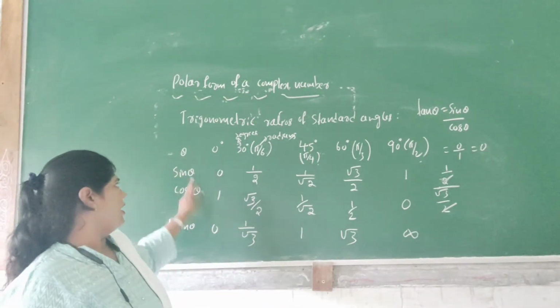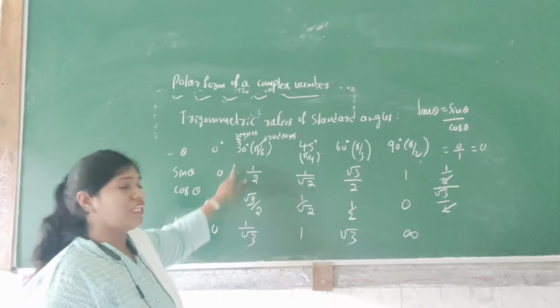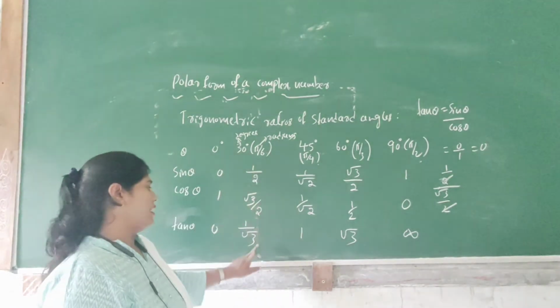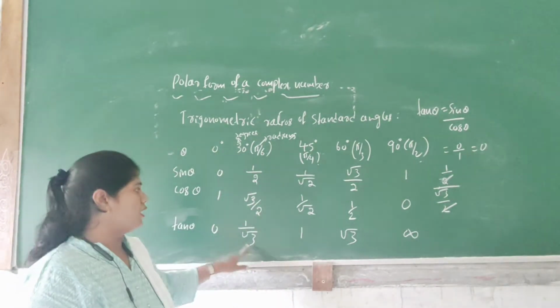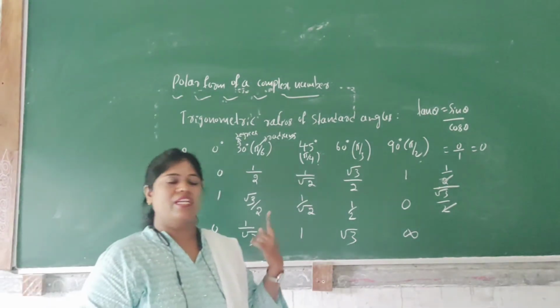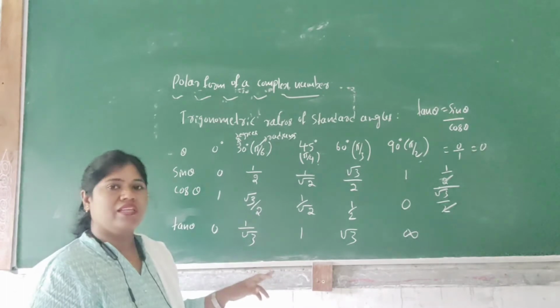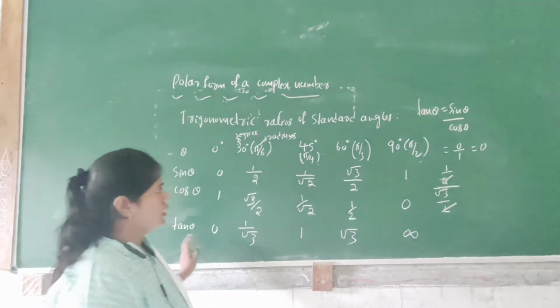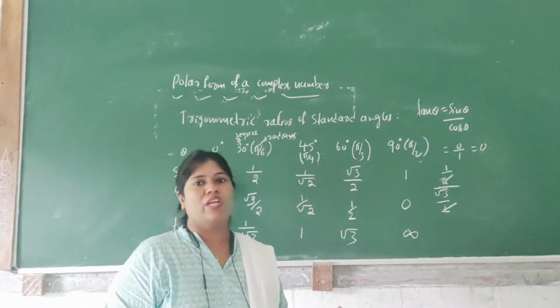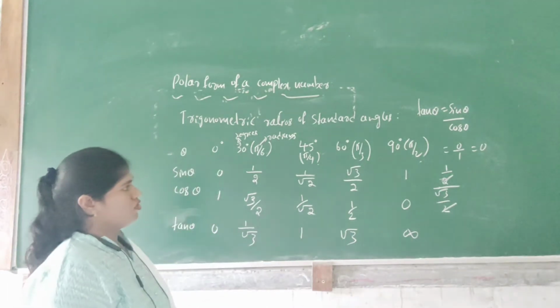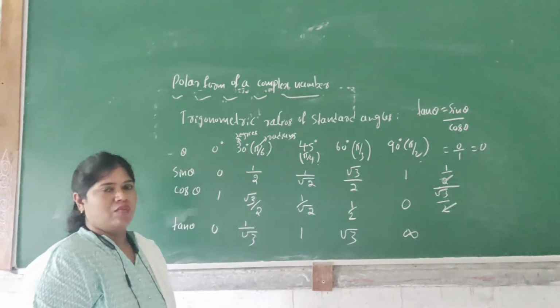So tan 0 is 0, tan 30 degree or pi by 6 is equal to 1 by root 3, tan 45 degree is 1, tan 60 degree or pi by 3 is equal to root 3, tan 90 degree is equal to infinity. This much you should remember, okay?